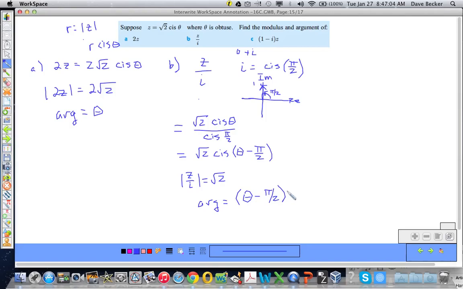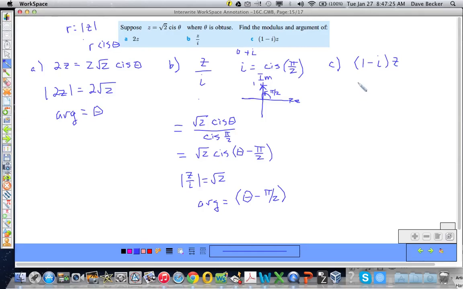Bam! And this is cool because theta is obtuse and theta minus pi over 2 is within the accepted domain of the argument from negative pi to pi. Giddy up. What about C? All right, so 1 minus i times z. Are you with me? Good.